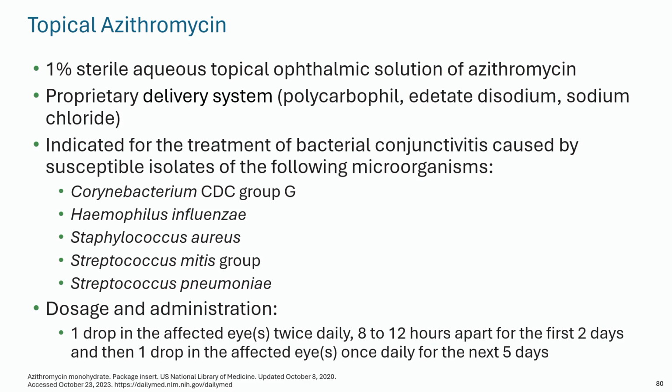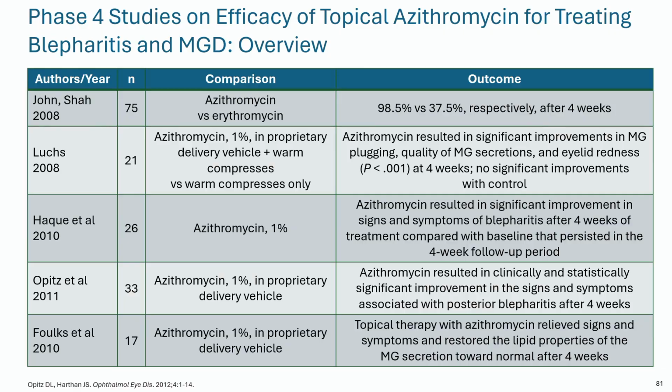It's indicated by the FDA for the treatment of bacterial conjunctivitis caused by all of these organisms, and the on-label administration is 1 drop twice a day, 8 to 12 hours apart for 2 days, and then 1 drop in the infected eye once daily for the next 5 days. But that's not why we're using it. We're going to use it for the treatment of blepharitis and meibomian gland disease.